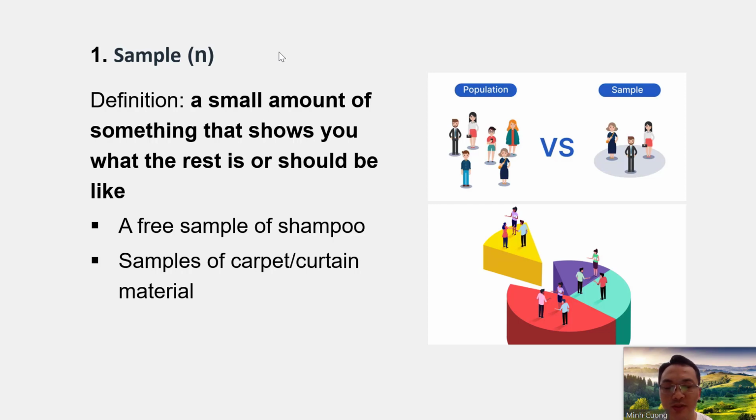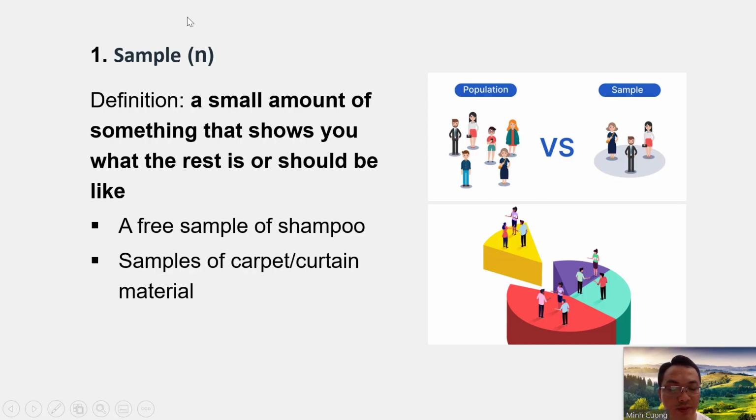And the second phrase I want to show you is "sample of a carpet material" or "sample of a curtain material". Let's imagine that you have a company, and you are the leader of that company. Your company imports materials to produce carpet. To be sure the quality of materials used to produce carpet is good, monthly you take a sample of carpet material to check the quality, right?